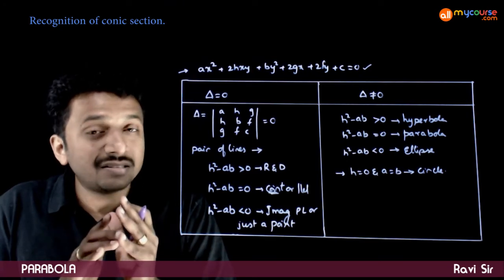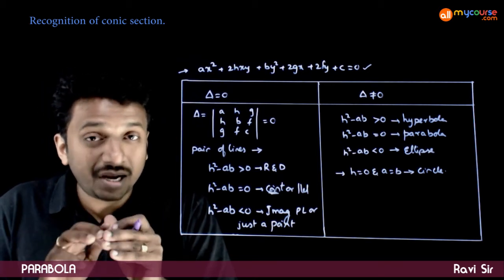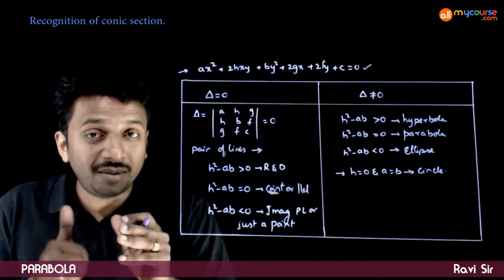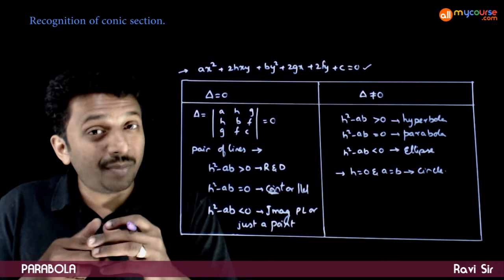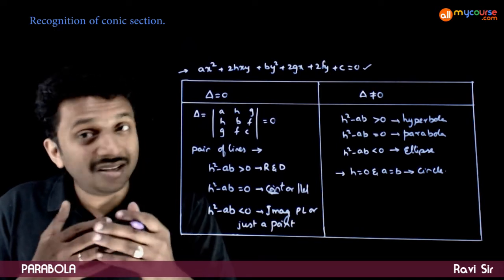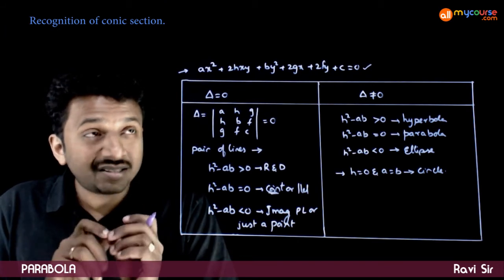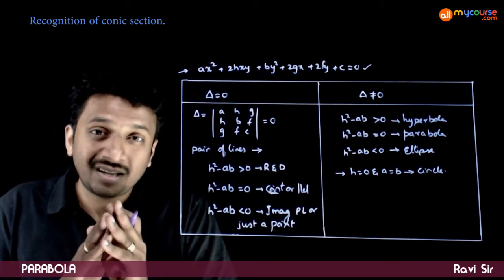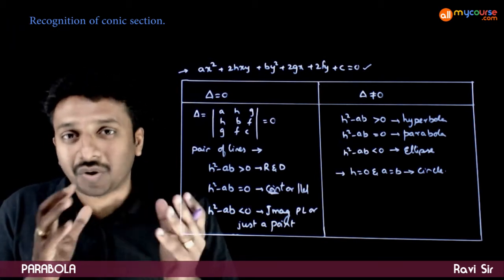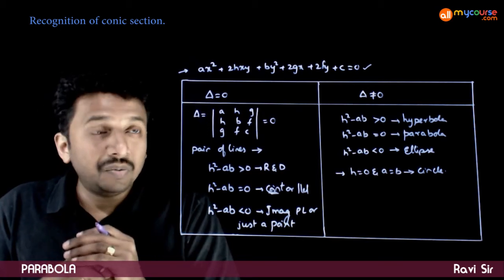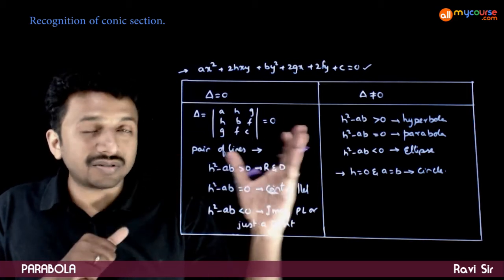It can be a pair of lines. It can be a circle, a parabola, a hyperbola, or an ellipse. It might be a point, which is a degenerate case, or a pair of lines or a single straight line. Anything might happen. So how do we recognize what this equation represents? Does it represent a circle, ellipse, hyperbola, and so on? To recognize the nature of the conic section, we use this table.